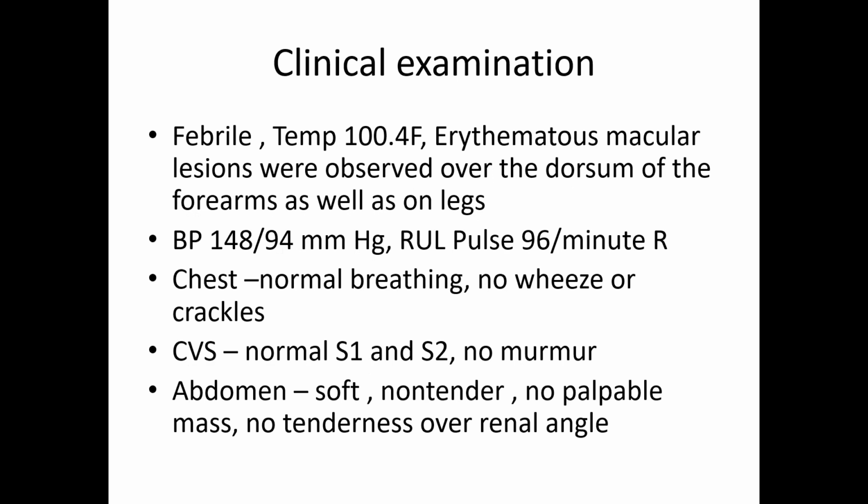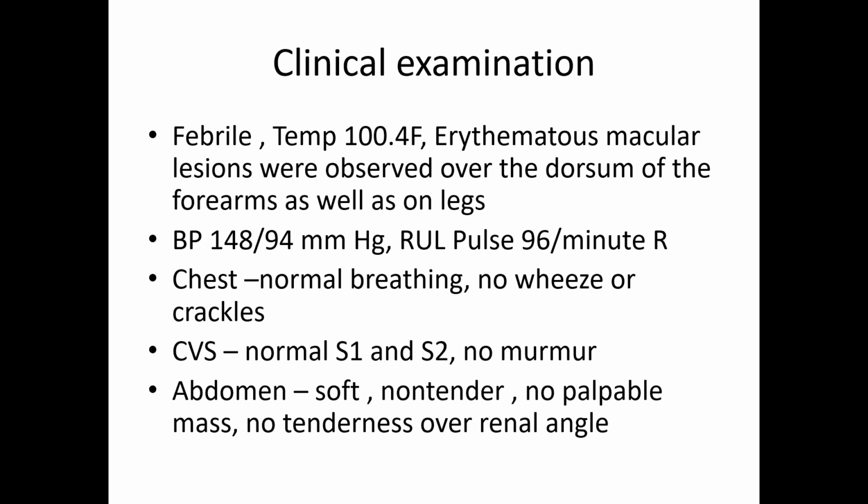On clinical examination, this patient is febrile, and an erythematous macular rash was observed on the dorsum of the forearm as well as on the legs. On both the arms, there was a thin kind of macular rash. Blood pressure was slightly on the higher side, both systolic and diastolic, 148/94 mmHg. Pulse 96 per minute, regular.